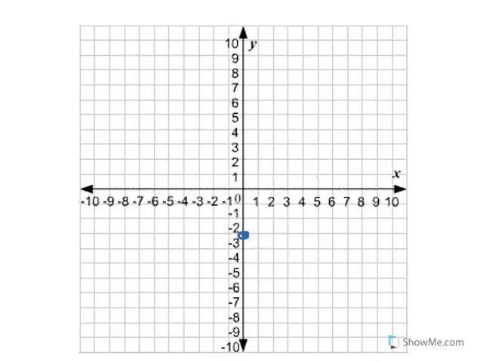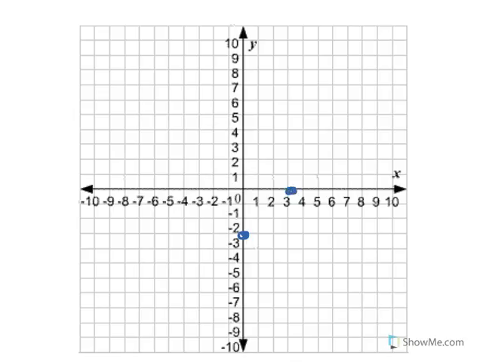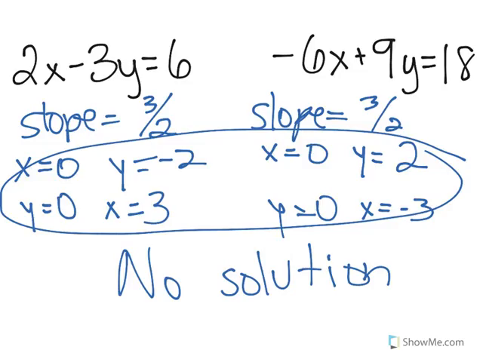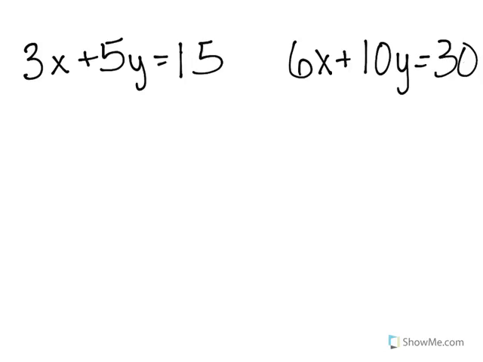So this is one of the lines, right there, and right here. And the second line, let's do it with red, right there and right there. And we see that they are parallel. Very well, no point of intersection, and so there is no solution.